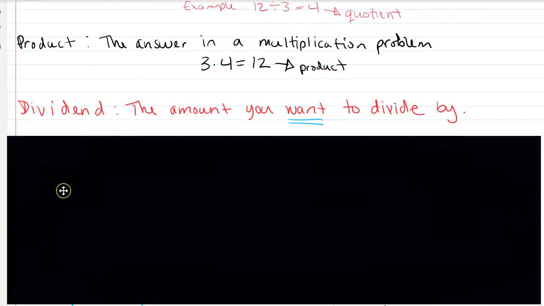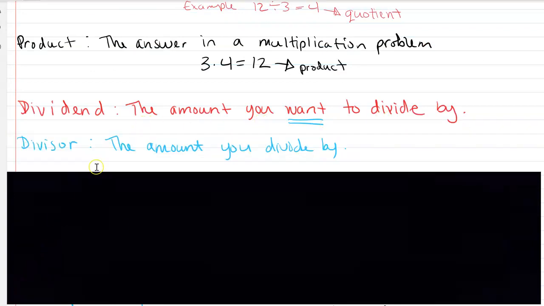Dividend, the amount you want to divide. Divisor, the amount you divide by.